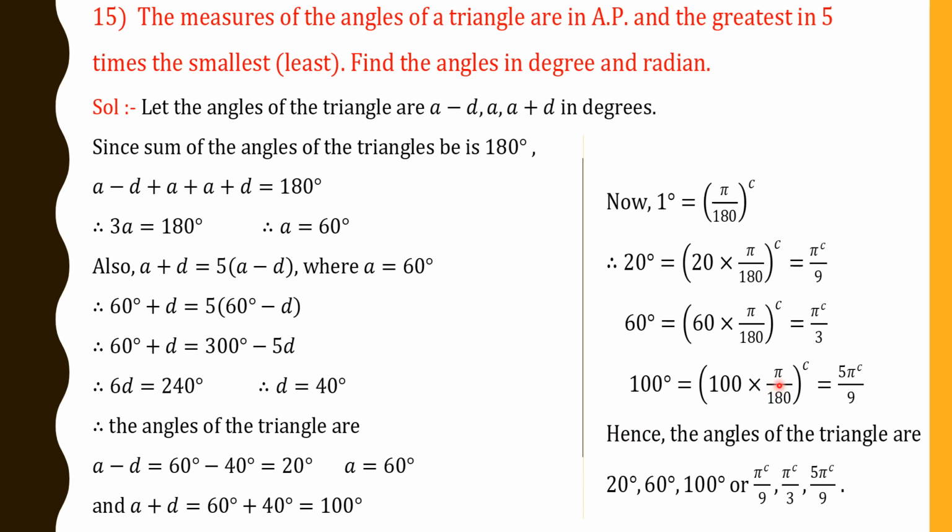100 degrees: 100 multiplied by pi by 180. Here 0, 0 cancel. 2 into 5 is 10, 2 into 9 is 18. Therefore, 5 pi divided by 9 radian. Hence, the angles of the triangle are 20 degrees, 60 degrees, 100 degrees, or in radians, pi divided by 9, pi by 3, 5 pi divided by 9.